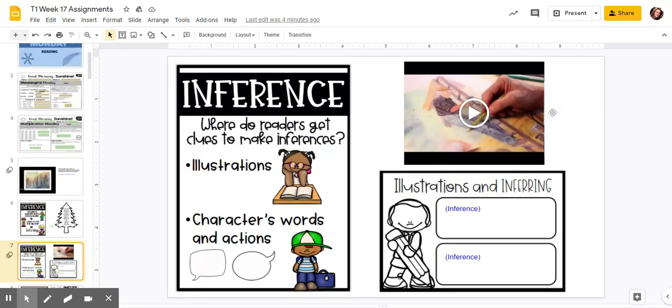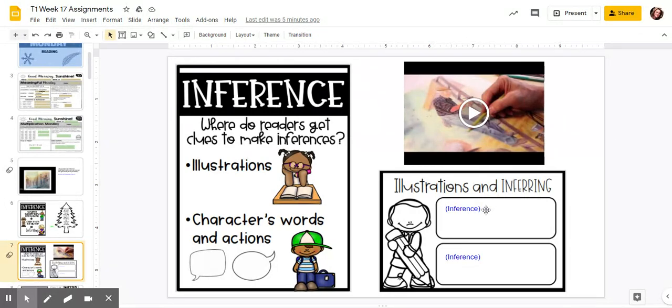Now, you can make inferences based on words. You can also make inferences based on illustrations and pictures. So this story has some very descriptive illustrations, meaning they're just very detailed and you can gain a lot of knowledge just by looking at the images. So you're going to watch this short video and it's just showing how the illustrator created the images, and it talks a little bit about the images and you can see them a little bit closer.